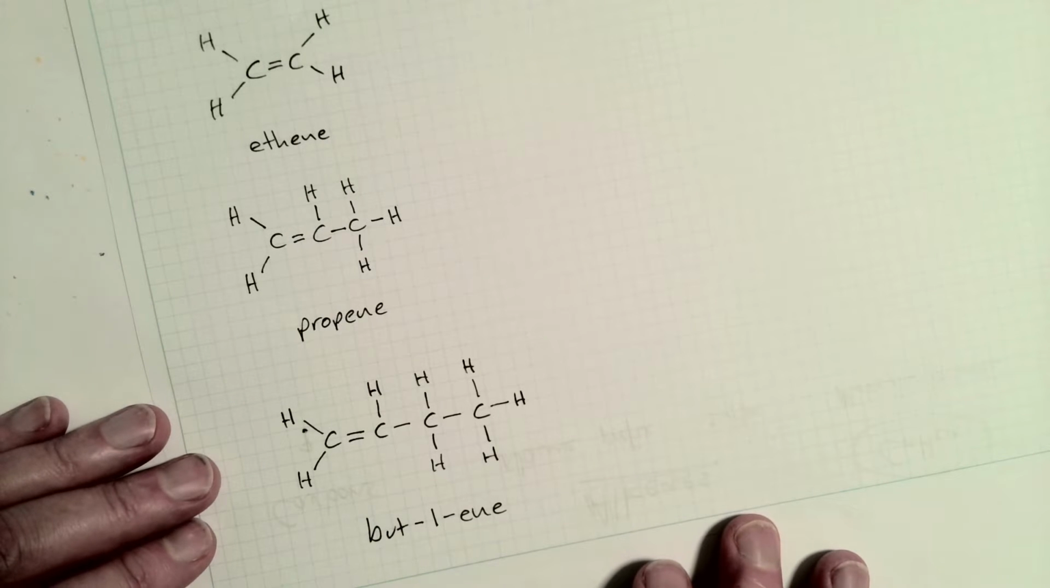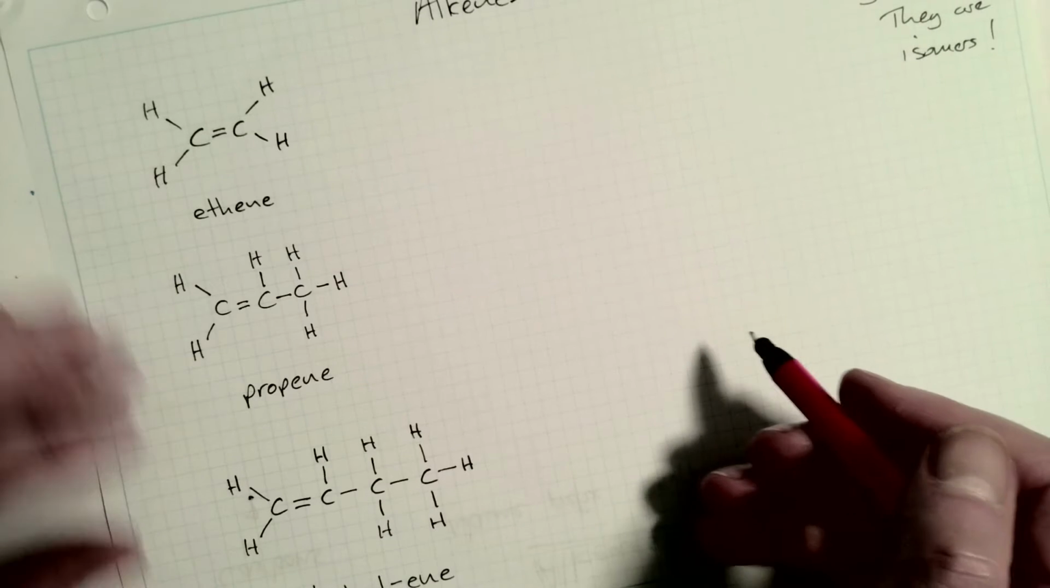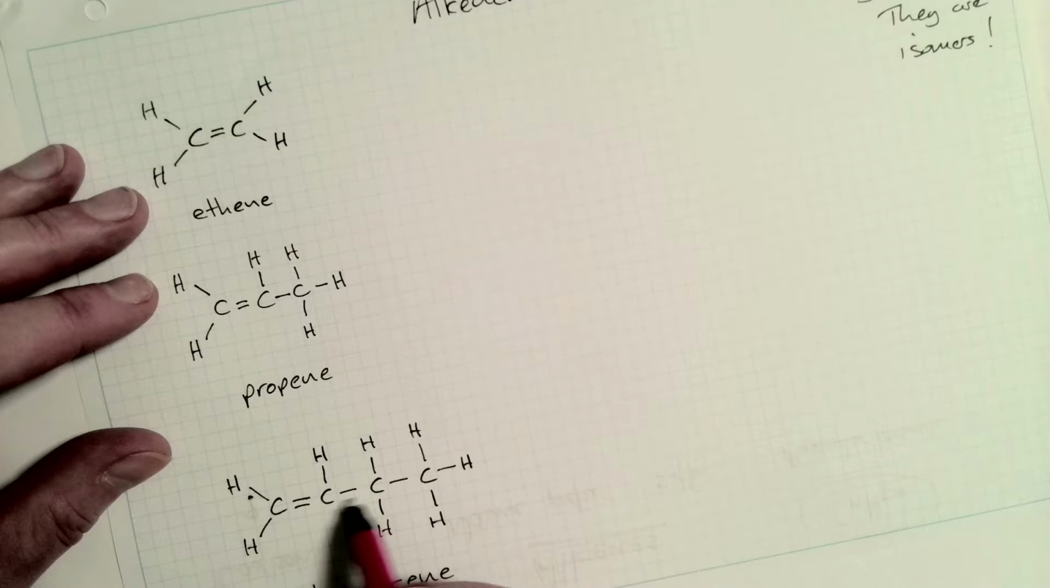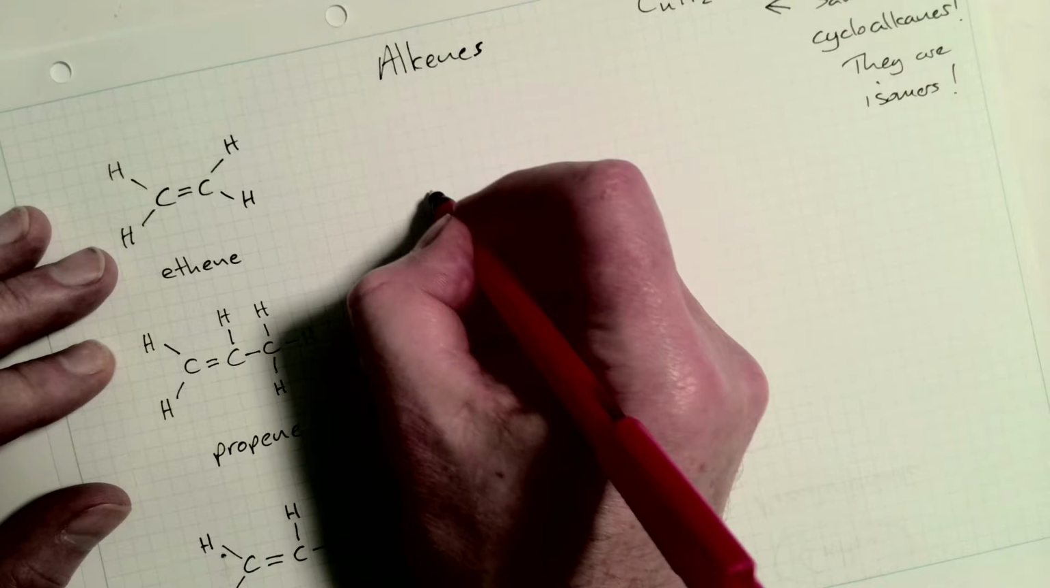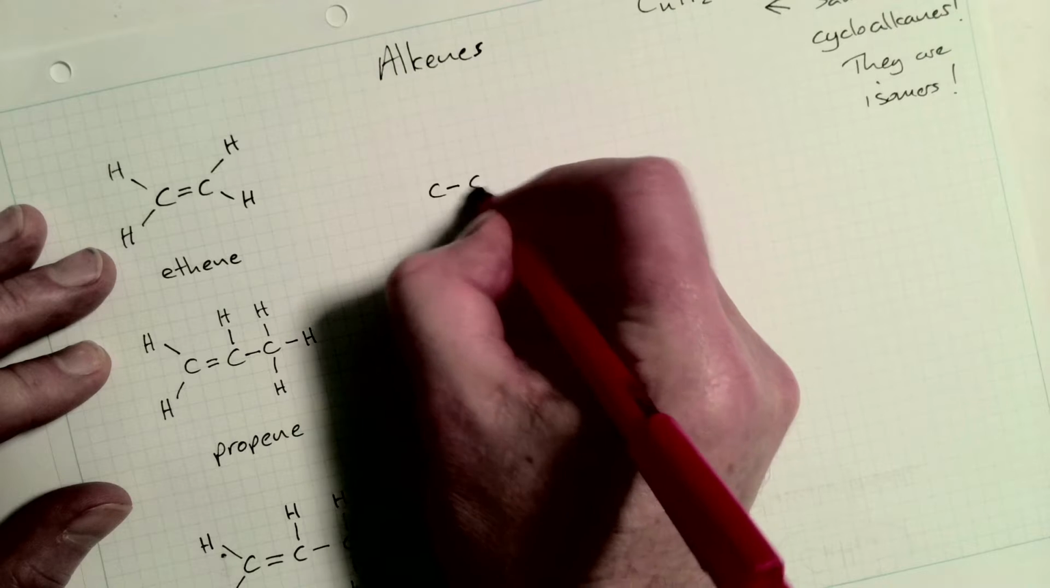Okay, so that's but-1-ene. Let's draw but-2-ene, because as I said, we can have the double bond in the middle of the structure. So I'll just do this.